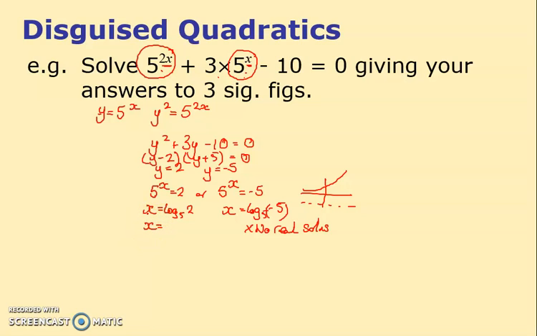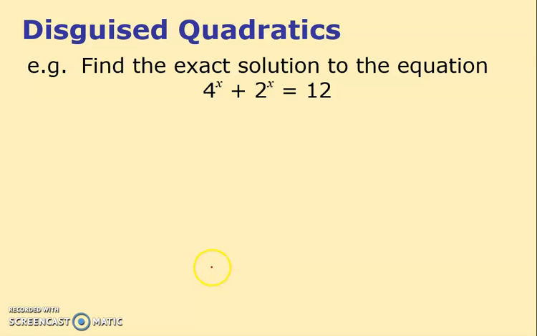It said 3 significant figures. So I want menu 1. So I want log to the base 5 of, what is it, 2. 0.431. I think that's my only solution. Yes, it is. Next one, find the exact solution to this.